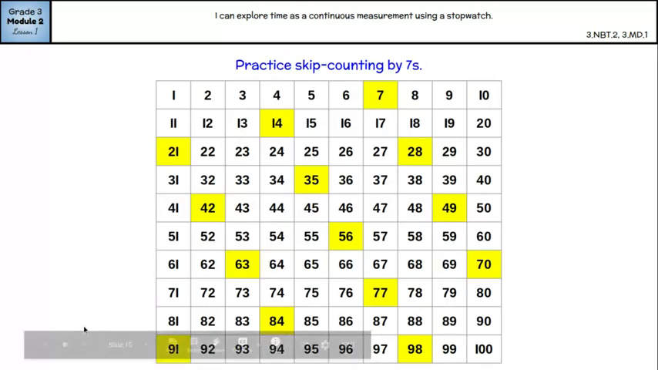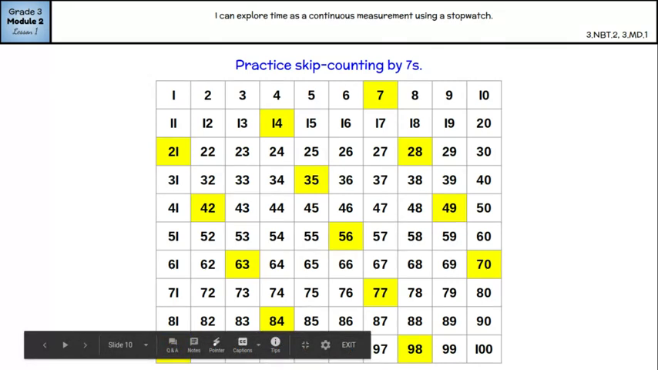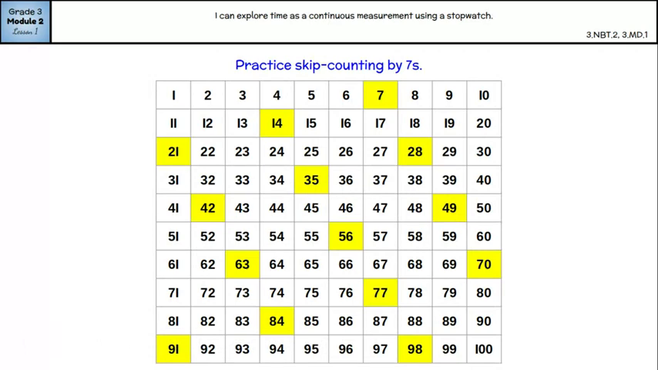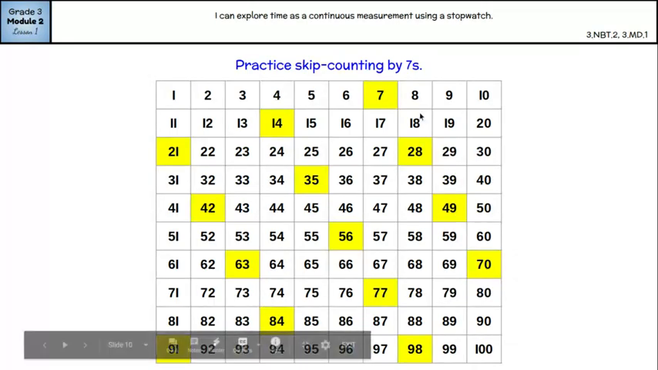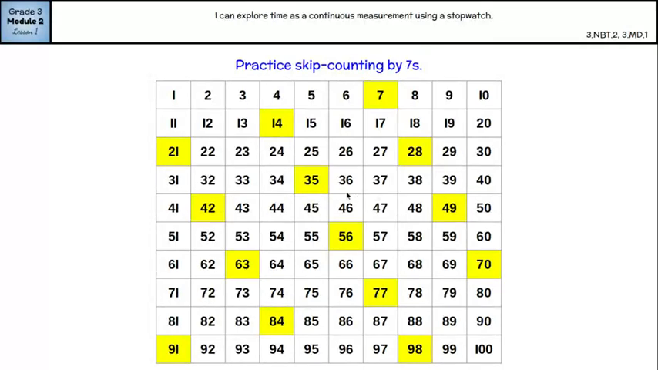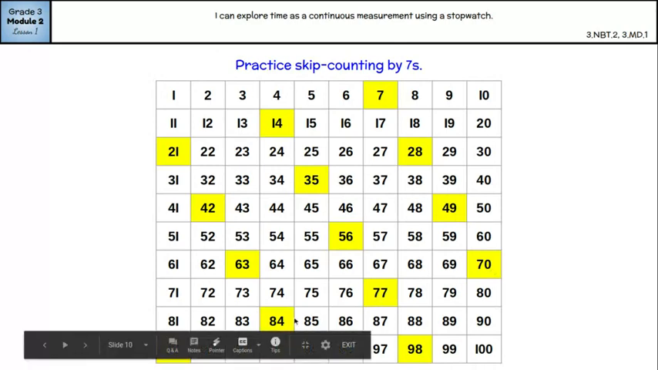Okay, I'm going to pause my screen for the kids at school to practice skip counting by sevens. If you're at home right now, I want you to pause your screen to practice. Okay, let's practice together. 7, 14, 21, 28, 35, 42, 49, 56, 63, 70, 77, 84, 91, 98. That was skip counting by sevens.